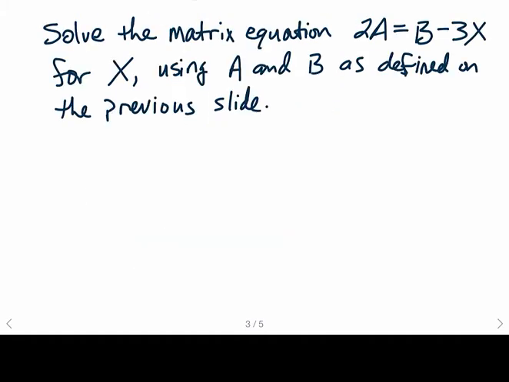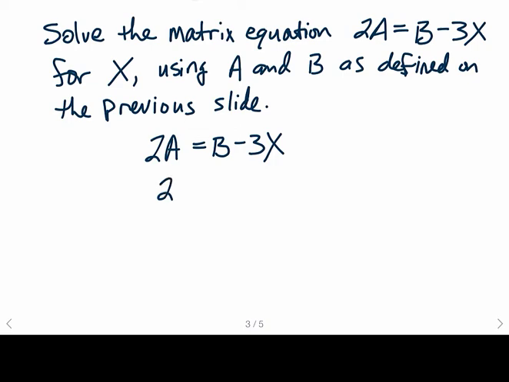And next, solve the matrix equation 2A equals B minus 3X for X using A and B as defined on the previous slide. Because all of the letters in this equation, 2A equals B minus 3X, are uppercase, I know that they all represent matrices. So I'll rewrite the equation down here. 2A equals B minus 3X. I'm going to solve this right now symbolically like I would any linear equation.